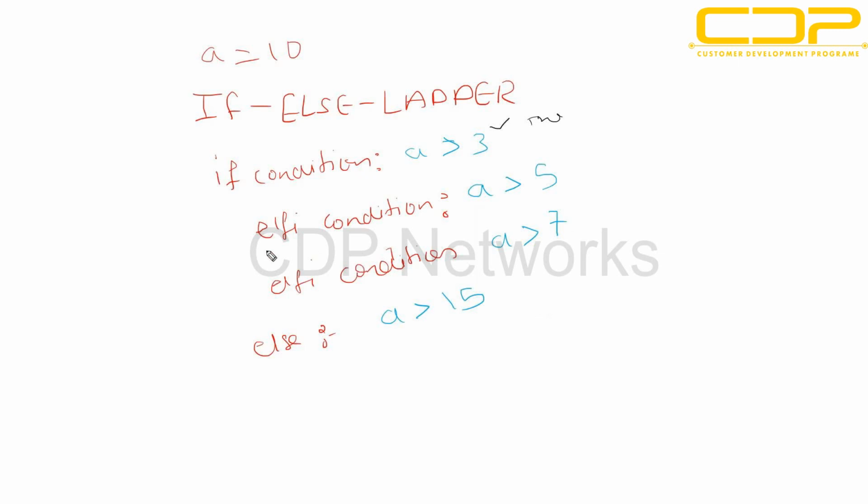Let's take an example where we want the second condition to be true, not the first one. If we have a requirement that a is smaller than 3, that means the first condition will be false. Then it will go to the second condition and check if a is greater than 5. This condition will be true because a is 10. Then the script will stop and the remaining conditions will not be executed. So if else conditions work like this.